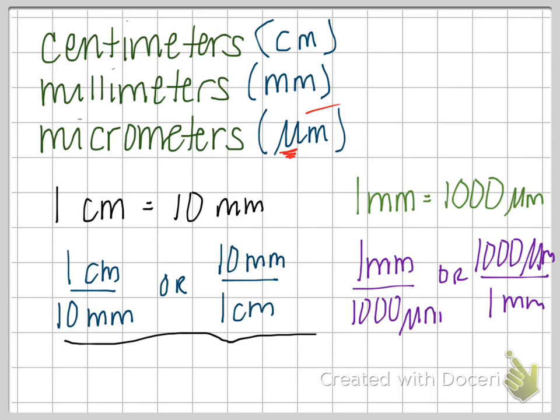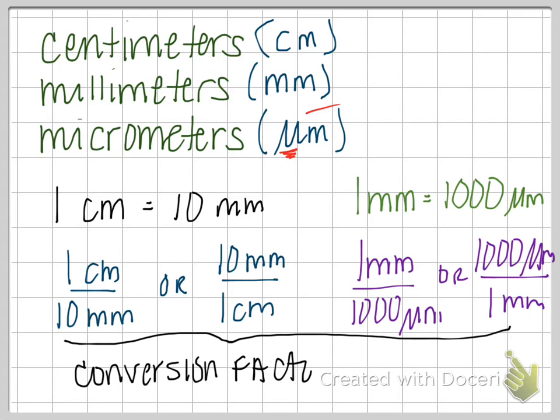So all of these are considered to be conversion factors because they are equal to 1, but they have different units on the top and the bottom, and we're going to use them to convert from one unit to another.